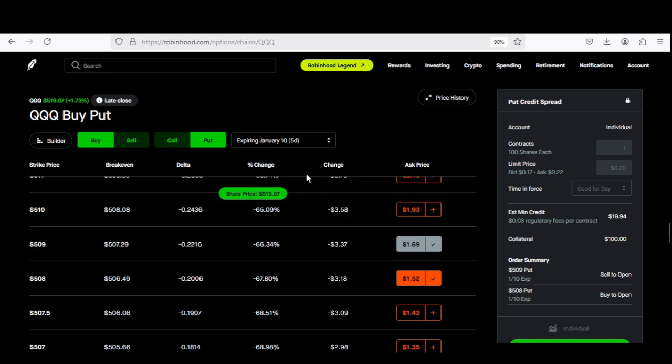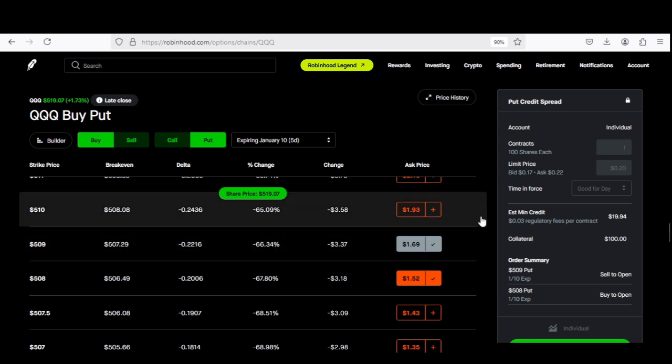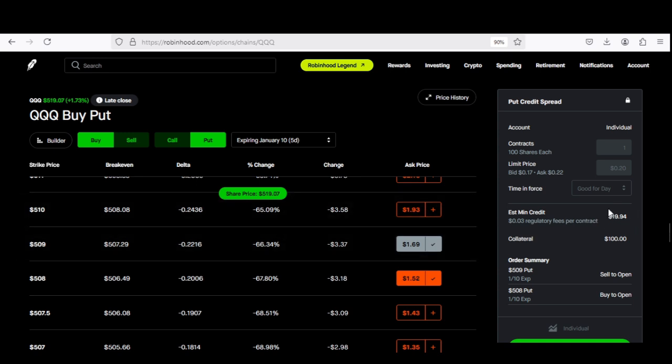So come expiration date of January 10th, if QQQ is trading at any price above the 509 strike price right here, then we're going to keep our $20. Remember, I did say that's yours to keep no matter what happens. And now your $100 collateral is going to be released back to you. You could use that $100 to go ahead and buy ice cream. You could do the trade again. That $100 is back in your portfolio for your personal use.